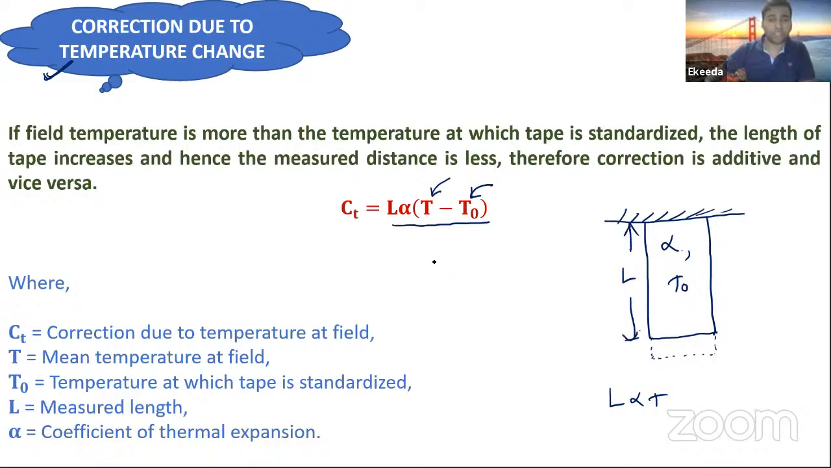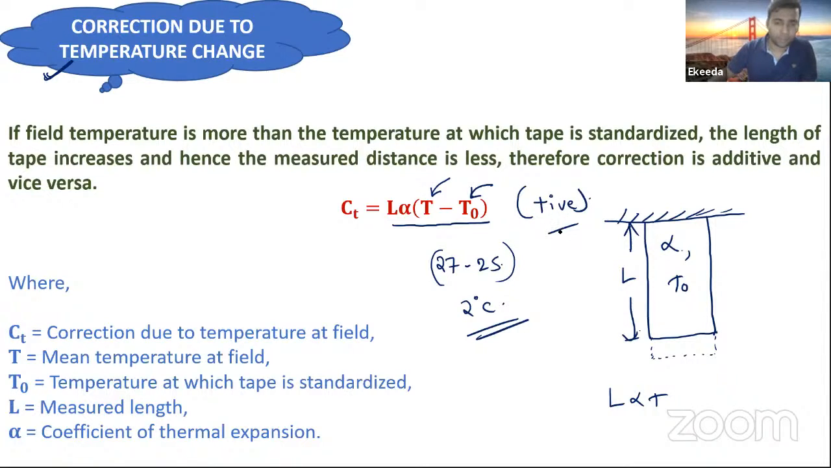Now suppose that during measurement the temperature is 27 degrees Celsius and the tape was standardized at a temperature of 25 degrees Celsius, so there will be the change in length in the tape due to 2 degrees Celsius only. Is it clear to all of you? And here also the length of tape is increasing. That's why the correction is of positive nature only. Now, how many of you get the clear idea about how to calculate the correction due to temperature change or correction due to pull? Just tell me.